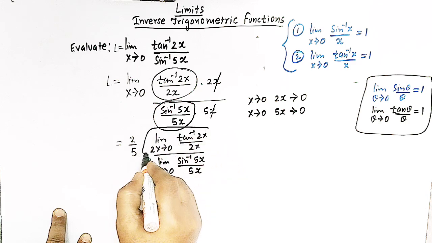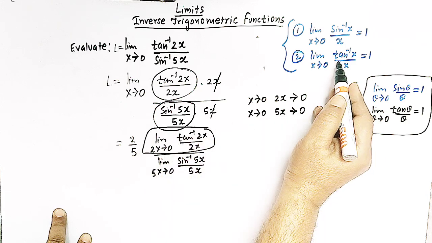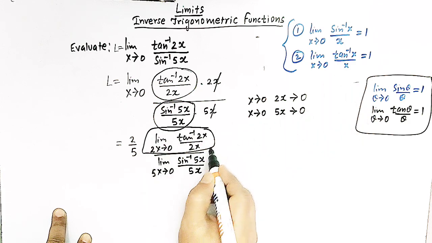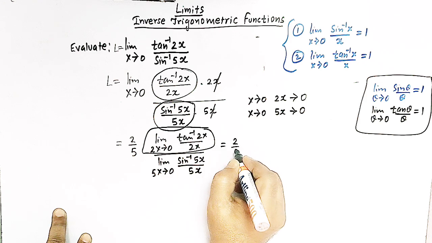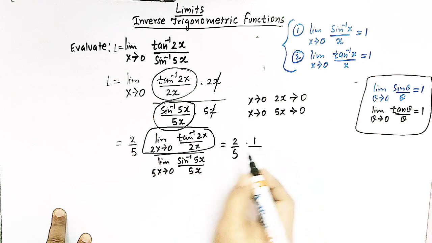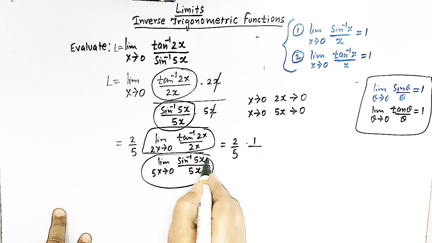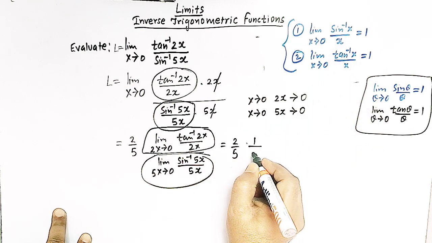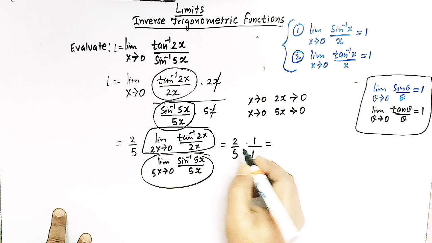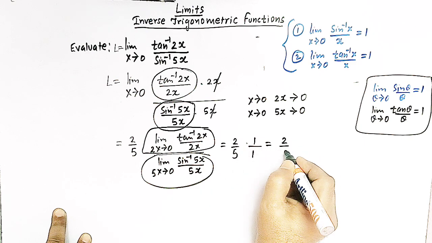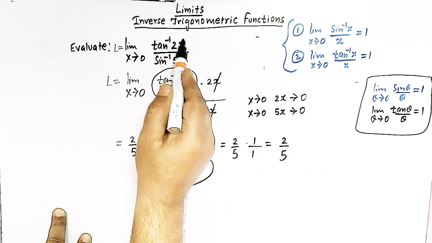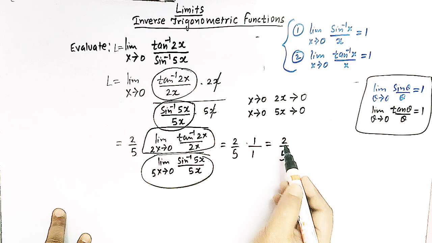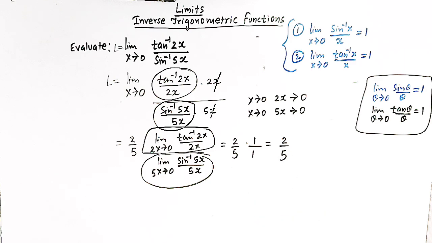So now this limit is of this form. So the value of this limit is now equal to 1, and the value of this limit, which is of this form, is also equal to 1. So we have here simply 2 over 5. So the value of this limit is equal to 2 over 5.